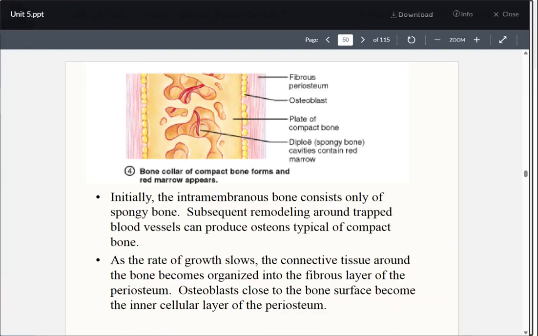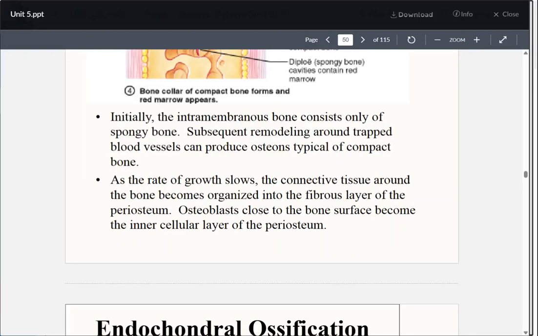The osteoblasts that are actually right on the edge of the surface, when this final slowdown and reorganization happens, are actually going to become that inner layer. So everything is just going to slow down, reorganize, and become what we talked about earlier when it comes to bone structure.